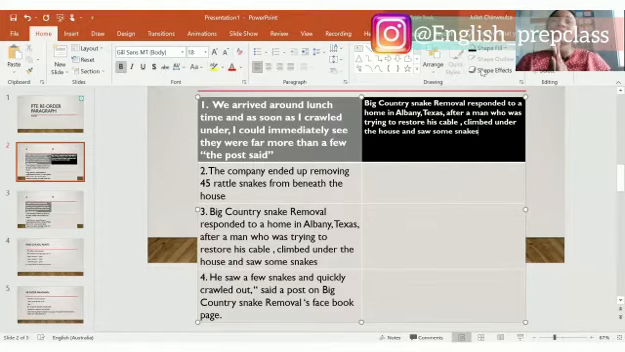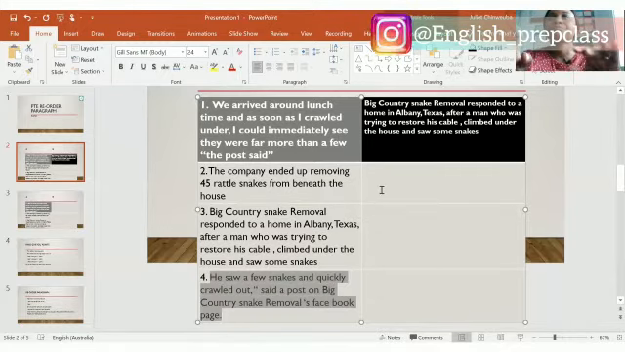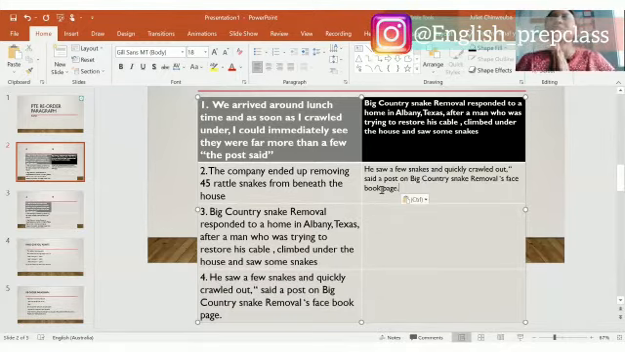Now, looking at the other sentences, you can see that they responded to a man. So the man said he saw a few snakes. That was what the Facebook page said. So the number 4 should be the second sentence because it looks better than the other sentences. So we have it here.